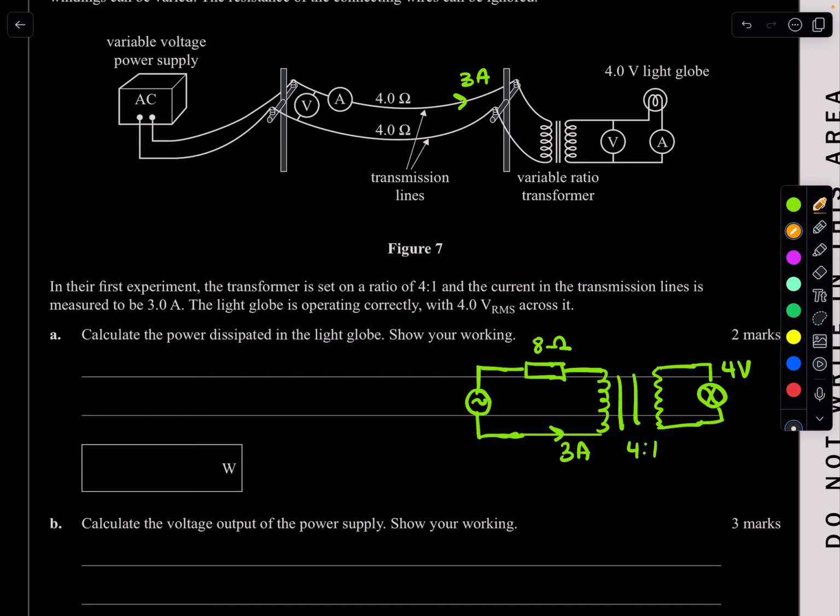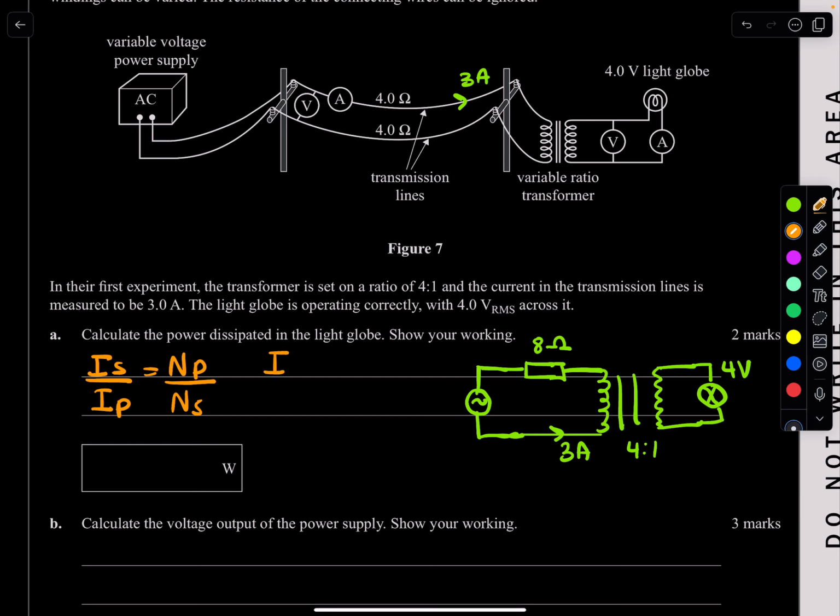All right. Calculate the power dissipated in the light globe. So to do that, what I would do is try to calculate the current in the secondary coil, so in the secondary output here. To do that, of course, we have the current in the primary, and we also have the ratio of the number of turns. So I know that the current in your secondary divided by your current in your primary is equal to your N, your number of turns in the primary, over your number of turns in your secondary.